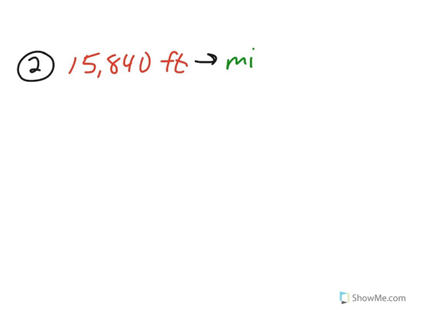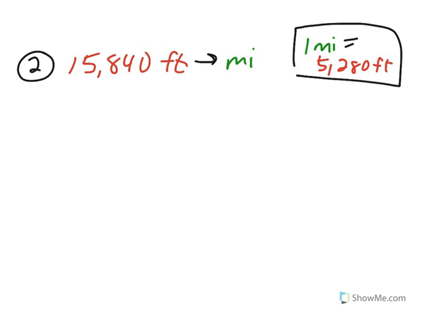In this next example, we'll go ahead and try converting from feet to miles. And again, we'll find that the process is very similar as long as you know the conversion factor. So the conversion factor is going to be here that 1 mile is equivalent to 5,280 feet. That's the factor we're going to use. Let's practice setting up our proportions.